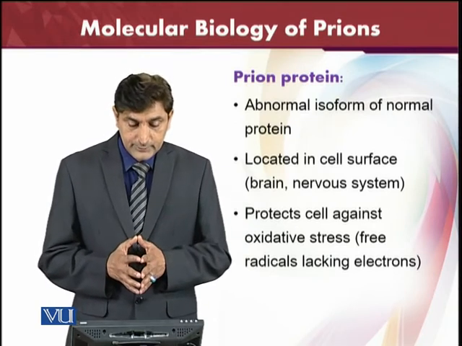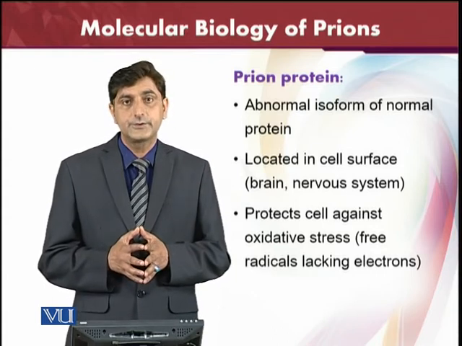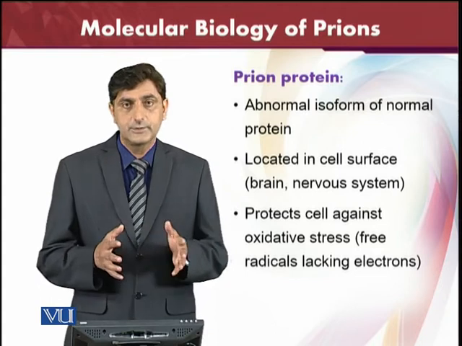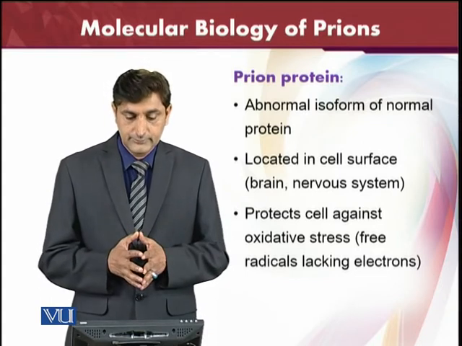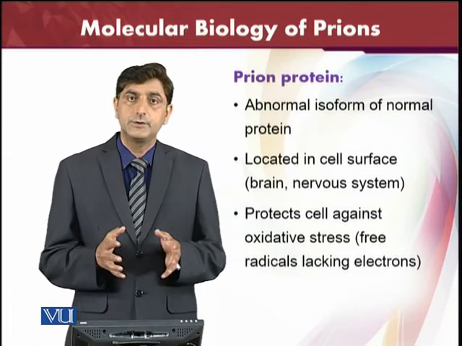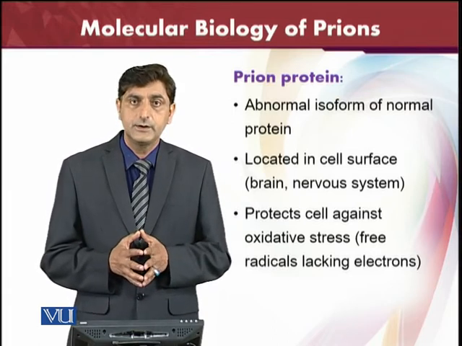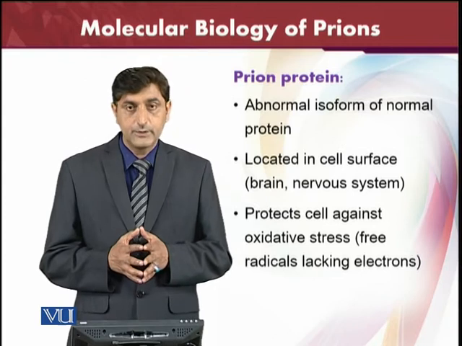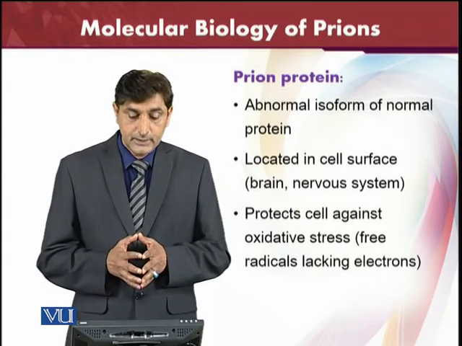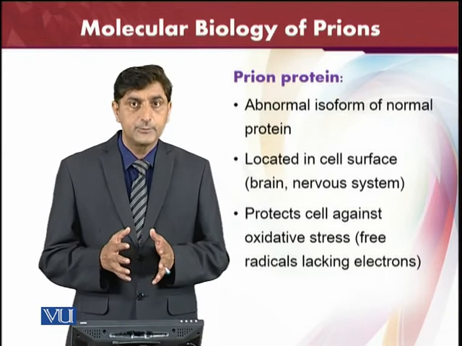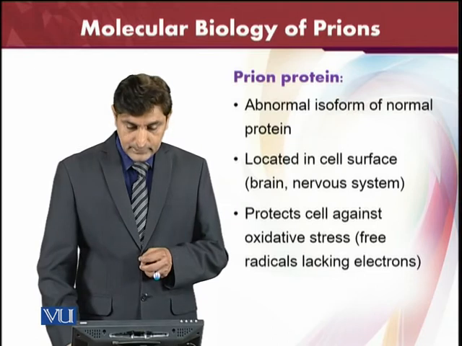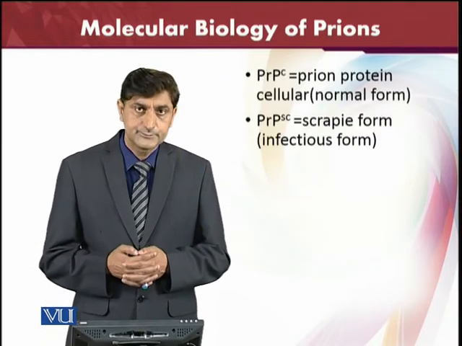Normally, the protein protects cells against oxidative stress. Free radicals are lacking an electron, and that's the normal function of the protein. So we conclude that prion proteins are the abnormal isoform of the normal protein, located in the cell surface of the brain and brain tissues, and they protect the cells against oxidative stress.